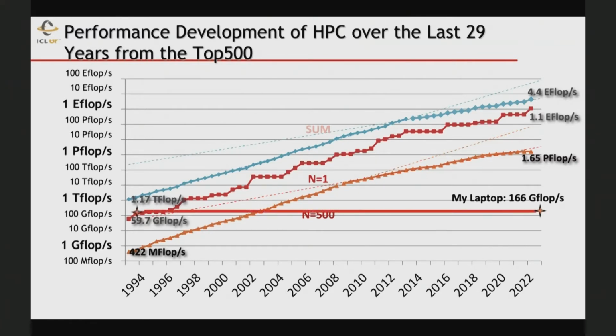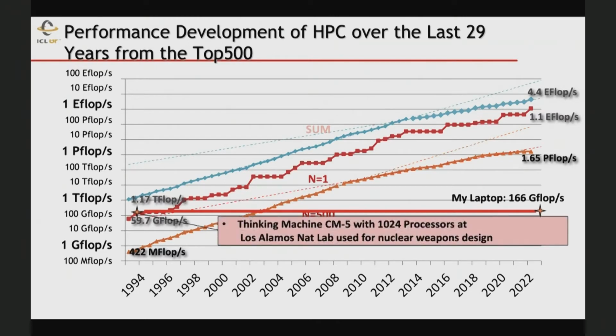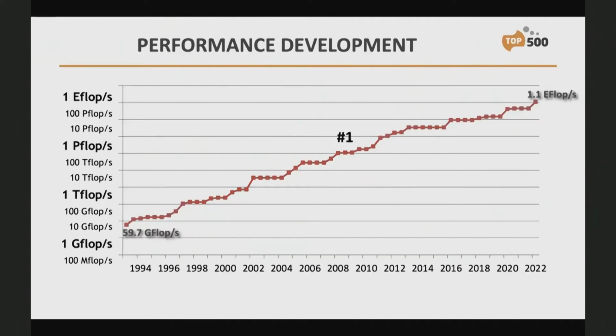If I take a look at the number one system back in 1993 or 1994, my laptop is actually faster than those systems. Back in 1993, the fastest computer was a Thinking Machines CM-5 with 1,000 processors at Los Alamos National Lab, used for nuclear weapons design. So my laptop is faster than that computer, which is really an incredible achievement, I would say. This is a list of the number one machines.